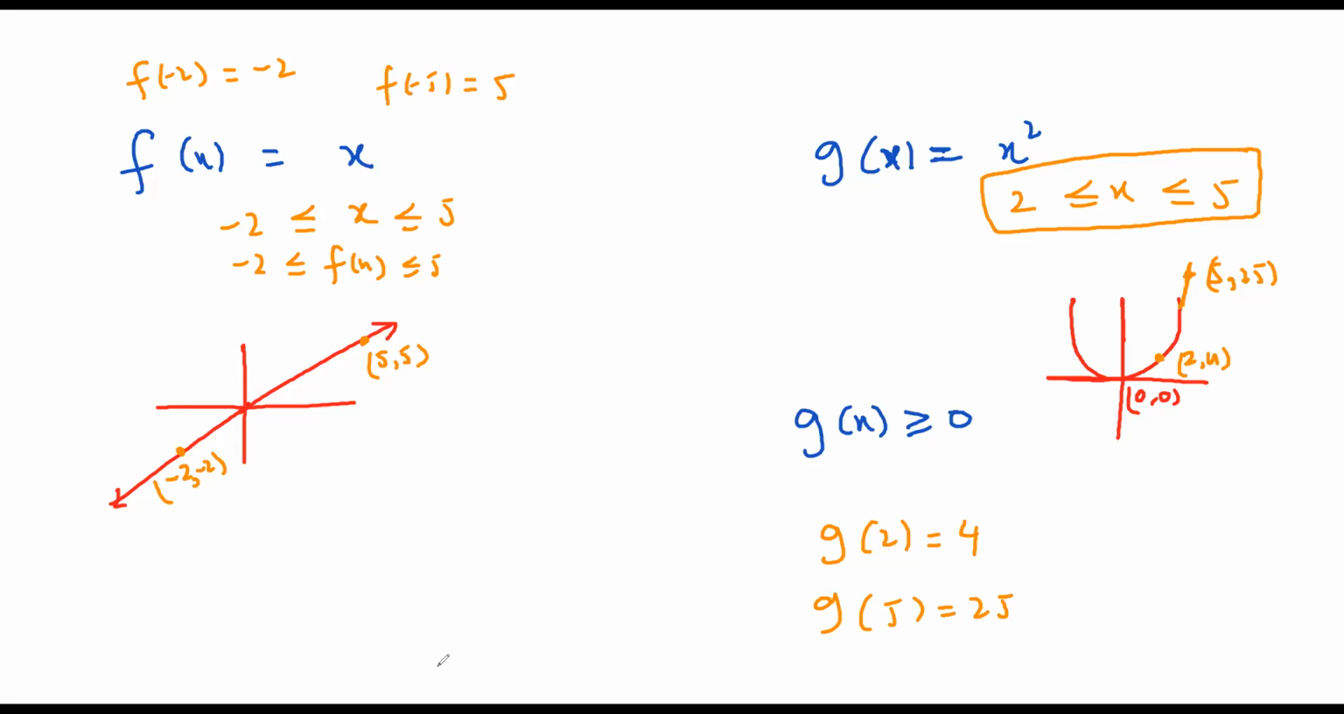Madia, what is the x coordinate of the turning point over here? 0. So do we have 0 between 2 and 5? No. Okay, Roshna, then should we consider the turning point to determine the range?